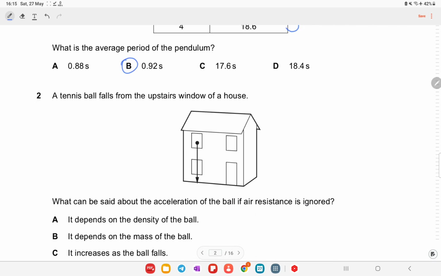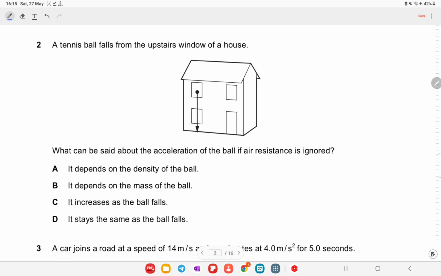A tennis ball falls from an upstairs window of a house. What can be said about the acceleration of the ball if air resistance is ignored? It depends upon the density of the ball. No, it's not true. It depends upon the mass of the ball. No, it's not correct. It increases as the ball falls. No. It stays the same as the ball falls. So this is your right answer.